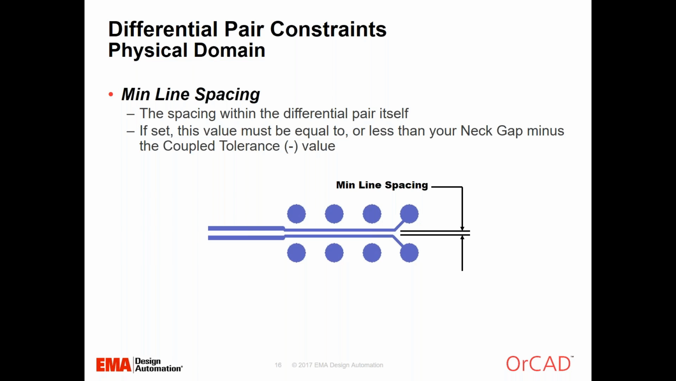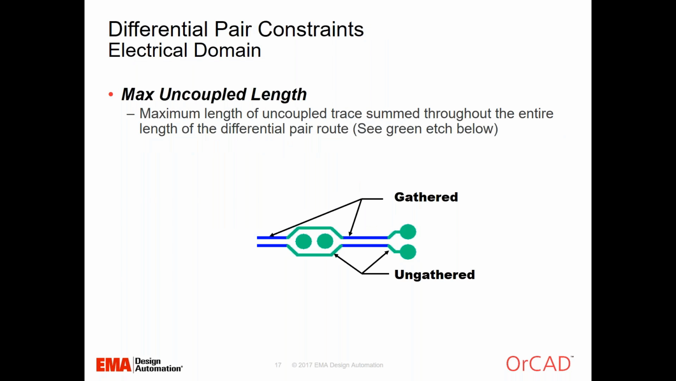The minimum line spacing check may be used as a final sanity check to ensure that your differential pair nets are not too close together. This value may also be used if your differential pair spacing must be less than your default spacing rule set for line-to-line spacing. The minimum line spacing must be equal to or less than the differential pair net gap spacing minus the negative coupled tolerance.